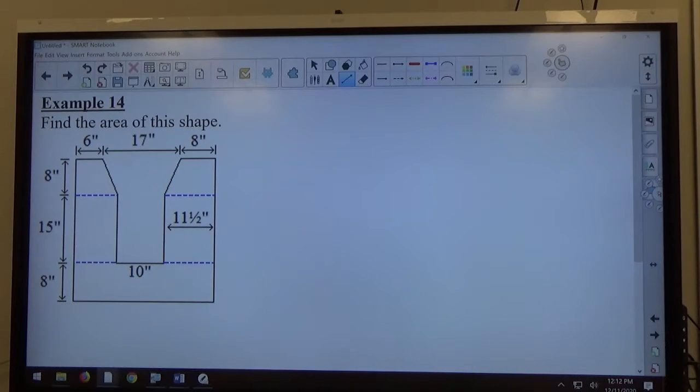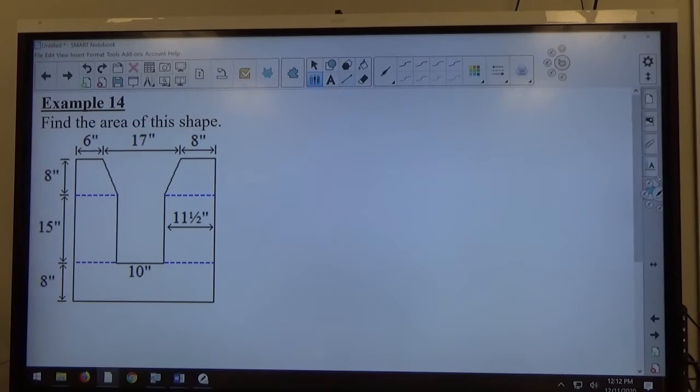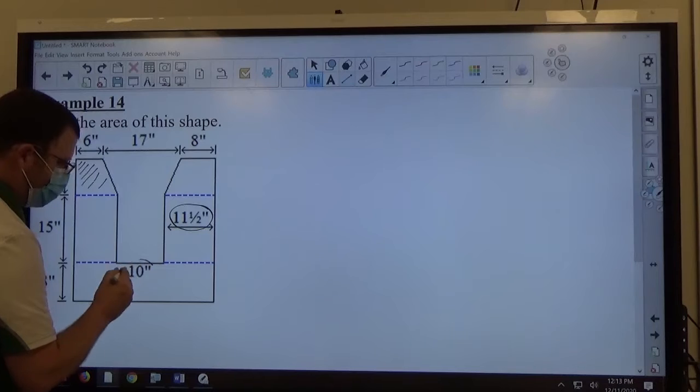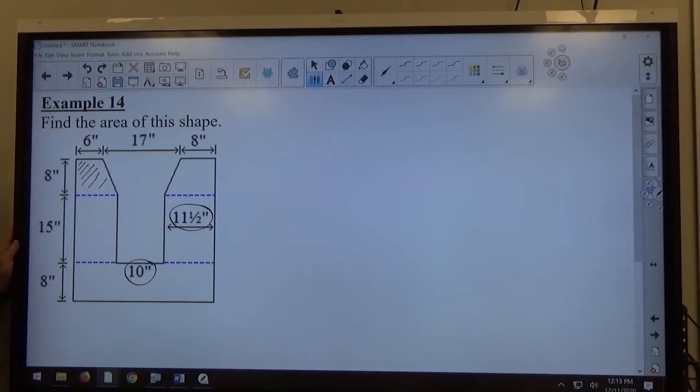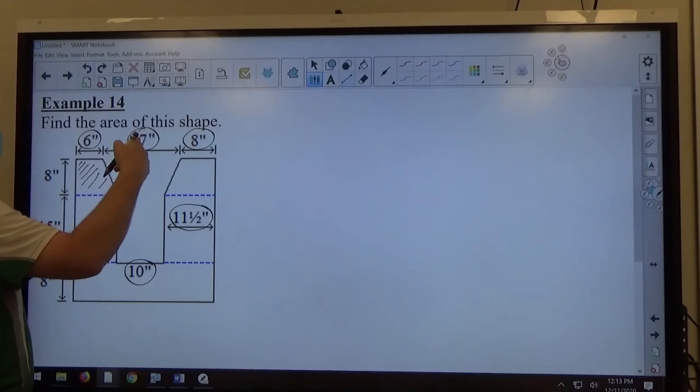I just need to establish the dimensions required to find those areas, and I have 5 different colors to choose from. I'll get creative with my color palette. I'm going to start with this trapezoid here. I know that this is 6, this is 8, that's the height, this is the other base. That's 11 and a half. So 11 and a half plus 10 is 21 and a half, right? And these 3 pieces together here, 8 and 6 is 14 and 17 is 31.